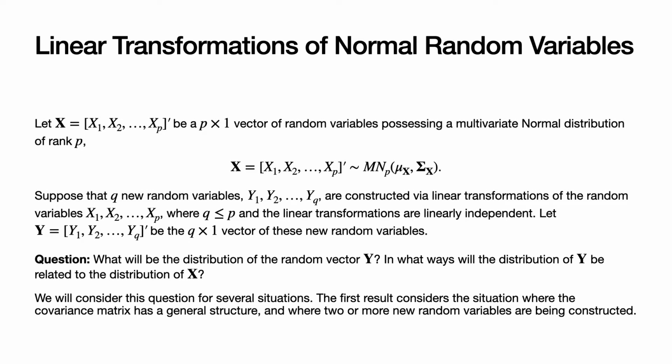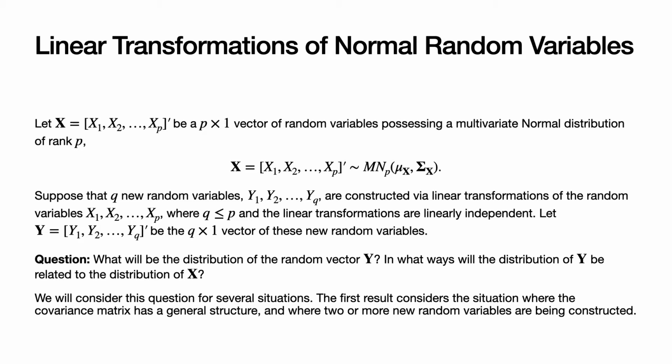Next, let's set up the general probabilistic framework that we're going to be dealing with in this lecture. So let bold X be a p×1 vector of random variables possessing a multivariate normal distribution of rank p, so that bold X has a multivariate normal distribution of rank p with mean vector denoted by mu sub x and covariance matrix denoted by capital sigma sub x.